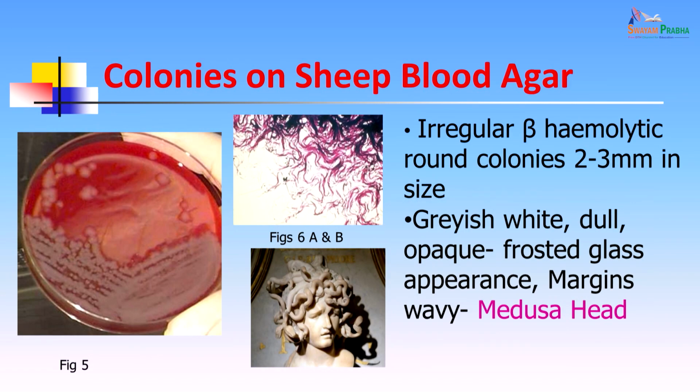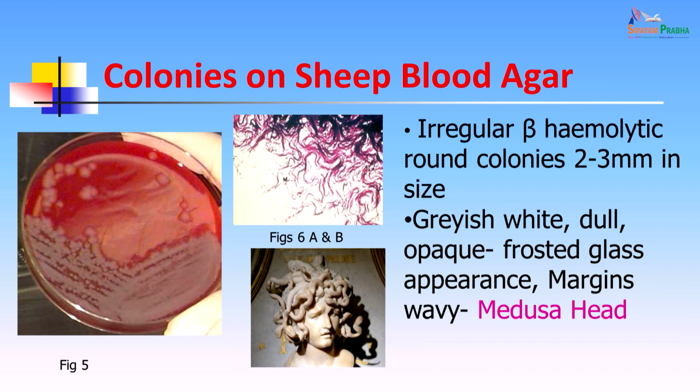The colonies on sheep blood agar showed irregular beta hemolytic colonies 2 to 3 millimeters in size with a zone of hemolysis around them. The plate on the left hand side shows the typical colonies of Bacillus anthracis. Now, the margins of the colonies, if you see them under the microscope, will give you this sort of an appearance which is described as a Medusa head appearance.